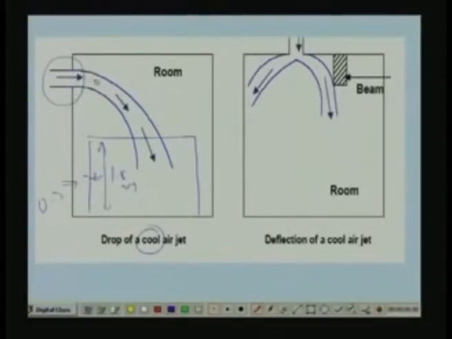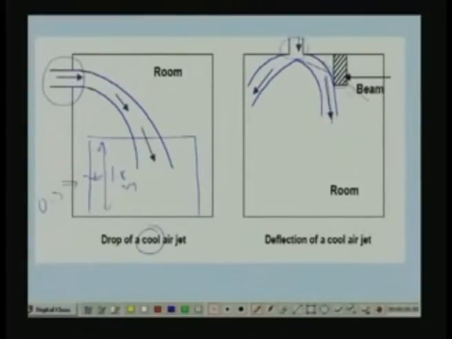Okay. So, due to buoyancy effect, this cold air stream will tend to drop into the room, that means it drops into the occupied zone finally. And due to the deflection, for example, you can see here that I am supplying cold air from the top. As you supply the cold air from the top, because of buoyancy it drops, but on this side you have a concrete beam. So when the air stream comes and strikes this, it deflects.